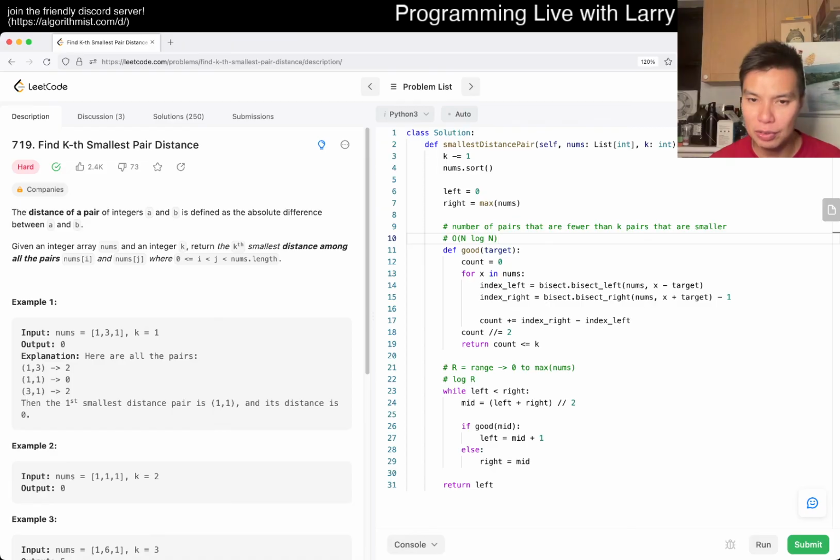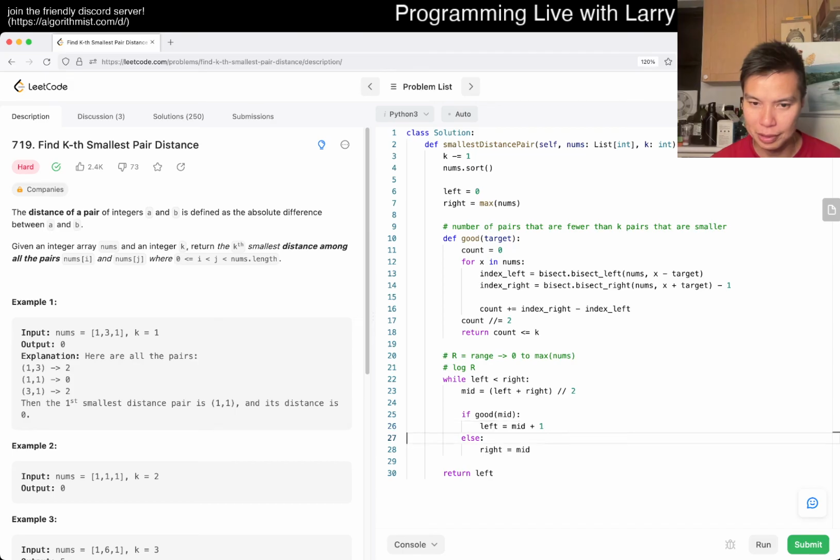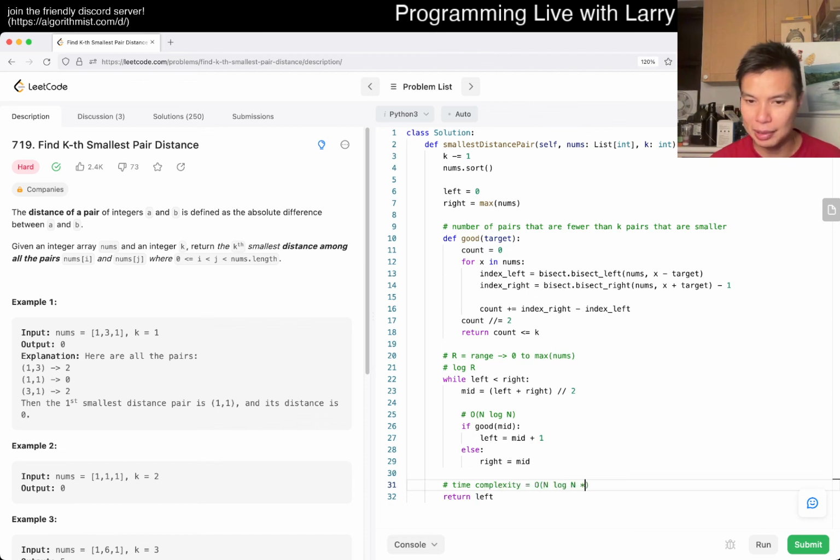So in total, the time complexity is going to be O of n log n times log r, and oops, I didn't submit again. And then space complexity, of course, is just O of n because of this sorting. Again, that's how I always say it, when we sort, then we do it.